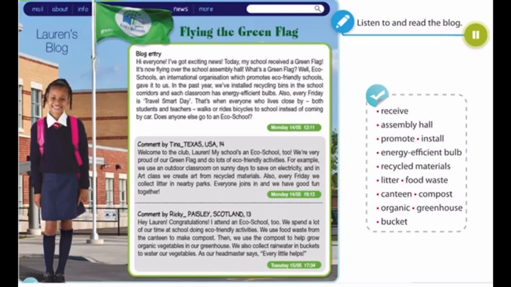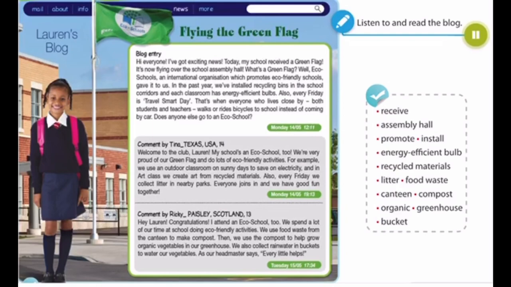Comment by Ricky, Paisley, Scotland, 13. Hey, Lauren! Congratulations! I attend an eco-school too. We spend a lot of our time at school doing eco-friendly activities. We use food waste from the canteen to make compost.